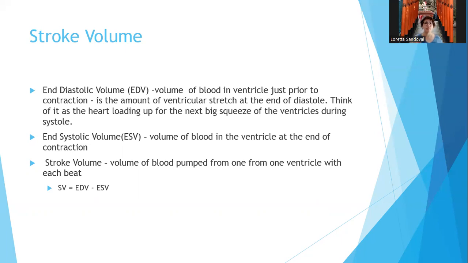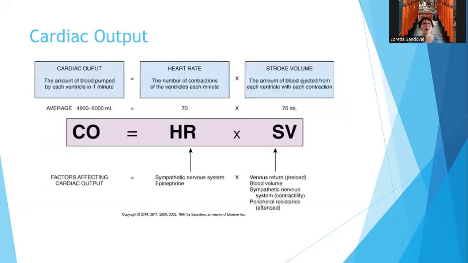The stroke volume is the volume of blood pumped from one ventricle with one beat. So the stroke volume is the end diastolic volume, where it's as full as it's going to get, minus the end systolic volume, which is as empty as it's going to get. So you can see that. You can do the math. You can do the second grade math on that.